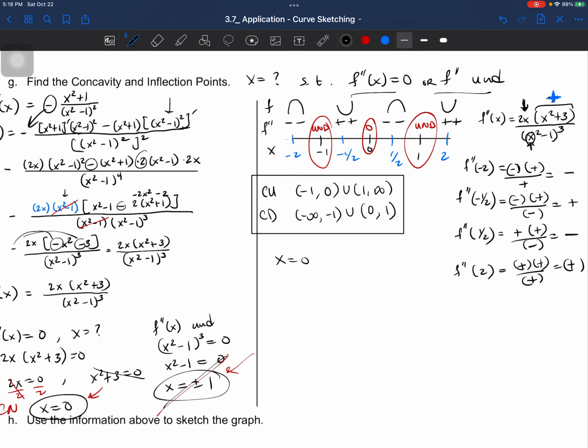We do have a change of concavity here. We go from concave up to concave down. So x equals 0 is a possible point of inflection. So we have possibly a point of inflection at x equals 0.